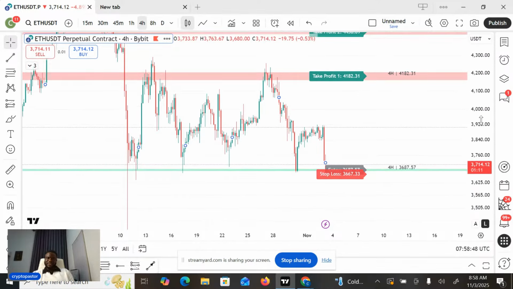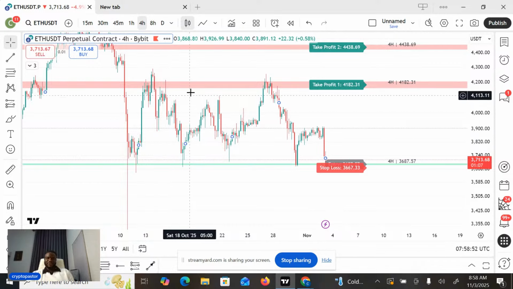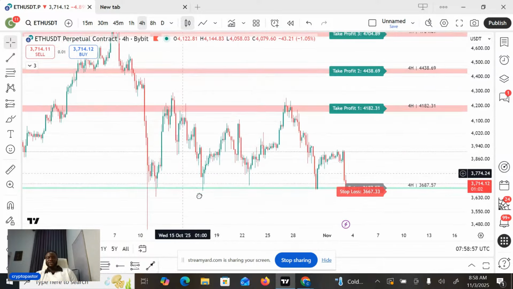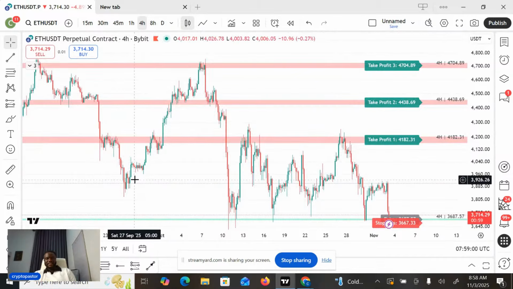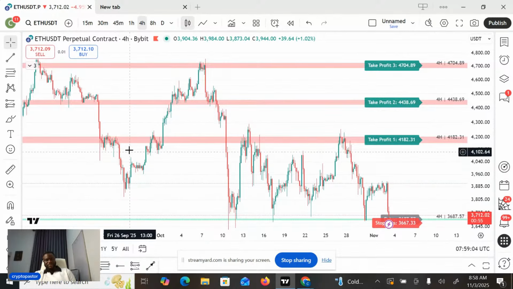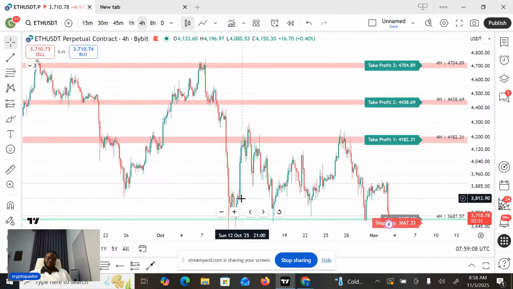So for now, the structure here is just a ranging market. What's a ranging market? It just moves up, down, up, down. It's not really going up, it's not going down. This is a proper uptrend, and this is a proper downtrend, because you can see how it was forming higher highs and higher lows, going up and coming down. So this is a ranging market.